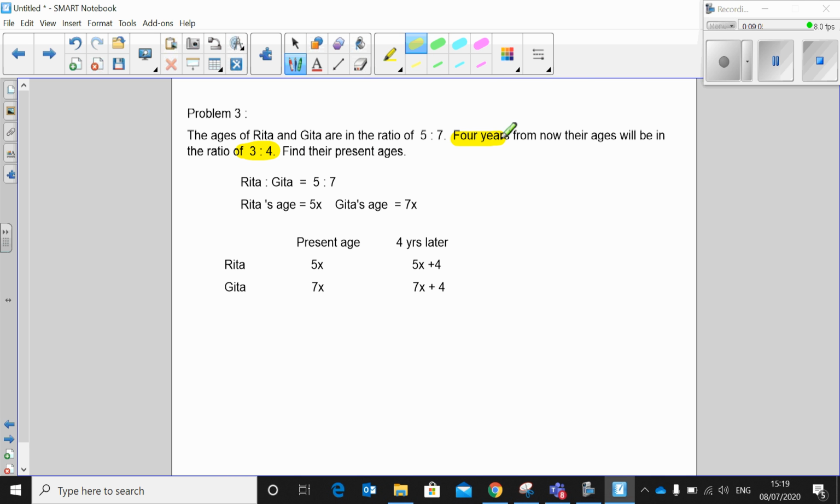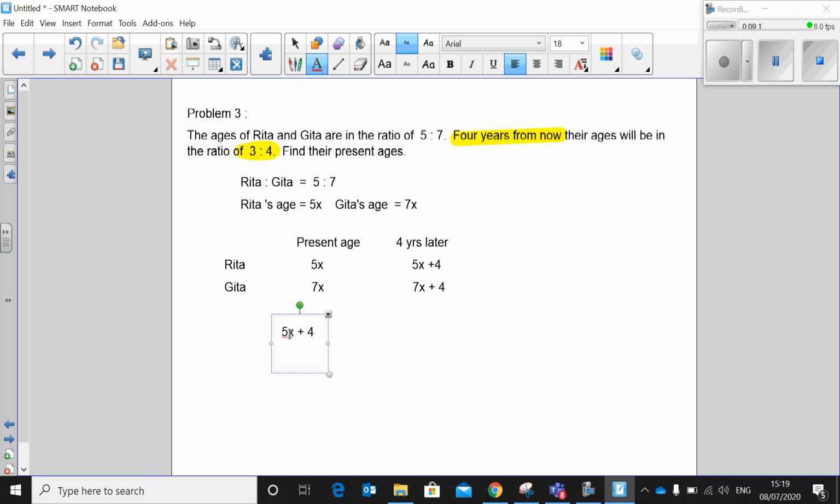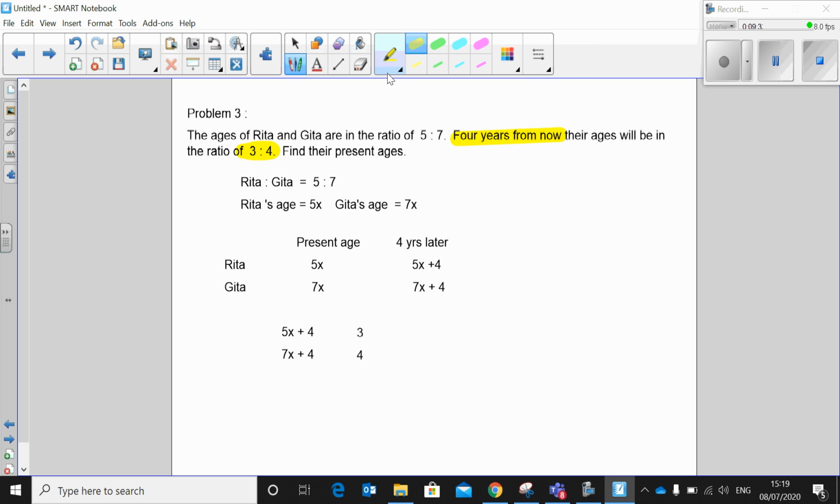After 4 years, let us try to write it in the form of fractions. 5x plus 4 divided by 7x plus 4. Let us write the ratio in the form of fractions, the ratio is 3/4, which can also be written as 3/4. Got it? So let us write 5x plus 4 divided by 7x plus 4, which is equal to 3/4.